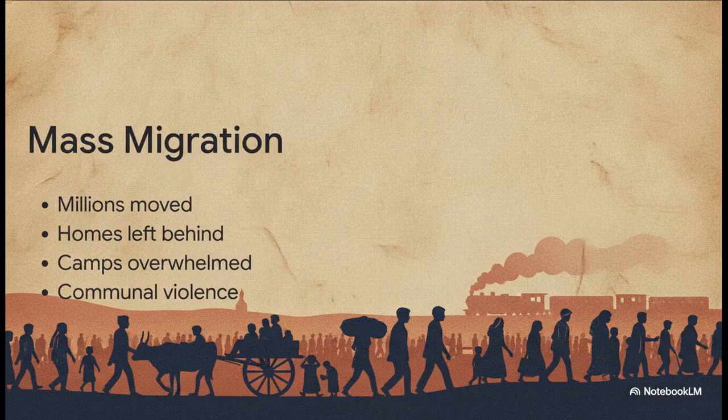We really have to pause and reflect here, because this chaotic border drawing triggered arguably the most painful mass migration in recorded human history. Millions of Muslims moved to Pakistan, while Hindus and Sikhs moved to India. People left behind ancestral homes and businesses their families had owned for generations. Temporary refugee camps were completely overwhelmed. And tragically, this period saw horrific communal violence and a massive loss of life. It's a deeply painful chapter that's forever tied to the joy of their independence.